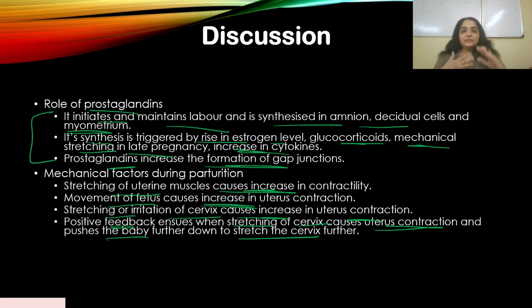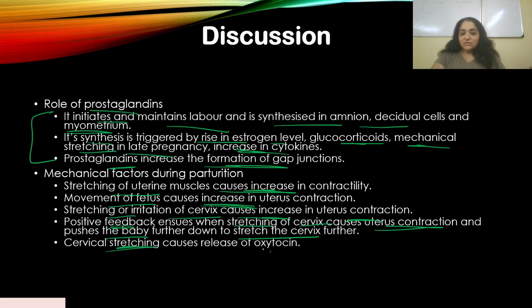Now a positive feedback starts. Every time the baby is pushed down and dilates the cervix, there is more contraction happening. So this is like a positive feedback: stretching of the cervix causes uterine contraction. The cervix dilates, there is uterine contraction. This pushes the baby further down to stretch the cervix further. Every time a contraction happens, the baby moves down further, the cervix dilates again, and then contraction happens again. So these are the mechanical factors during parturition.